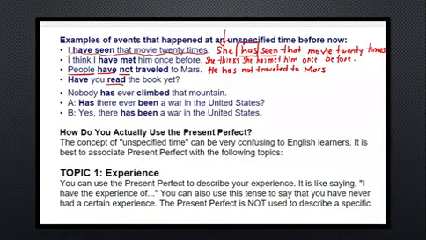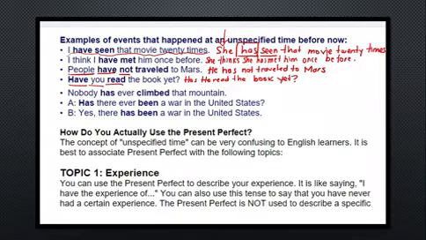For example, if I want to change the pronoun you for he, the question could be, oh my gosh, have or has, okay? Has he read the book yet? ¿Él ha leído el libro ya?